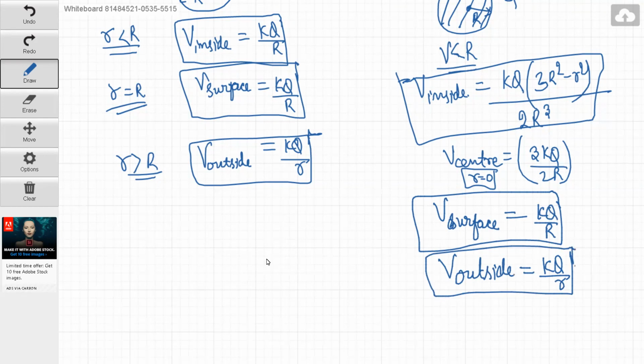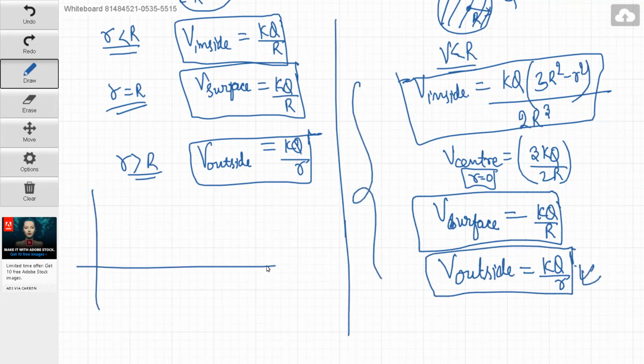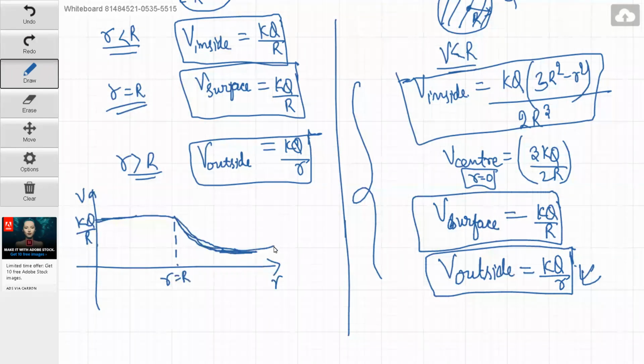Is this okay? So graph of a hollow sphere, V versus r curve. This is constant, that is equal to KQ by capital R, up to r is equal to R, and then it decreases exponentially, meaning this is a hyperbola. It decreases like this, and at infinity it goes to zero.